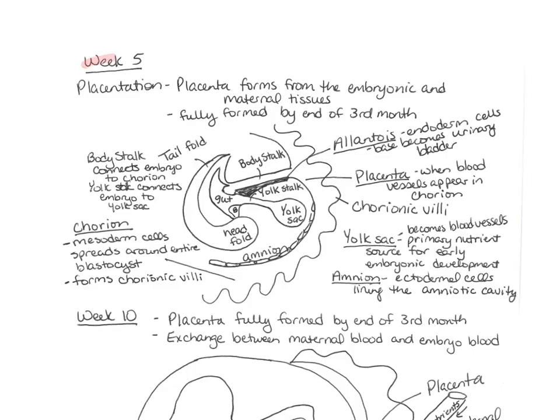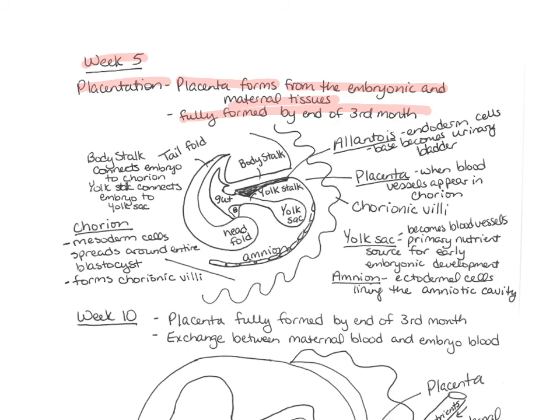During week 5, the placenta is formed. Placentation is the formation of the placenta. The placenta is formed from both embryonic and maternal tissues. The placenta will be fully formed by the end of the 3rd month. During placentation, blood vessels appear in the chorion.